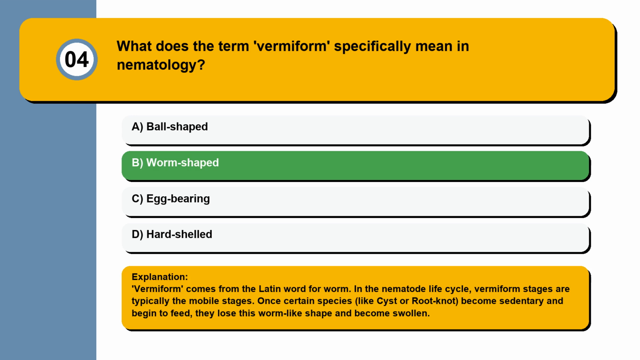Vermiform comes from the Latin word for worm. In the nematode life cycle, vermiform stages are typically the mobile stages. Once certain species, like cyst or root knot, become sedentary and begin to feed, they lose this worm-like shape and become swollen.